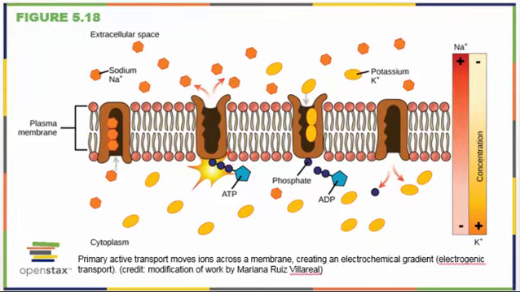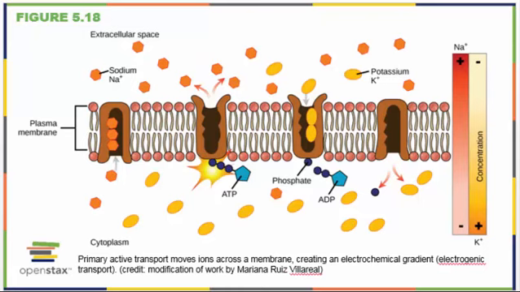With the enzyme oriented towards the interior of the cell, the carrier has a high affinity for sodium ions. 3 ions will bind to the protein. ATP is hydrolyzed by the protein carrier and a low-energy phosphate group attaches to it. As a result, the carrier changes shape and reorients itself towards the exterior of the membrane. The protein's affinity for sodium decreases, and the 3 sodium ions are going to leave the carrier.